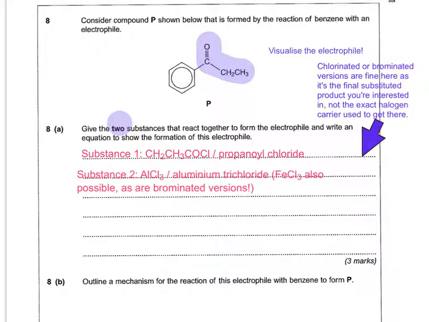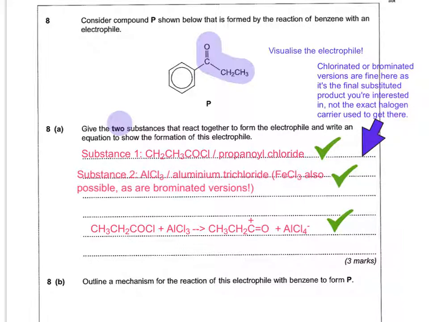So, it's worth pointing out that chlorinated or brominated versions are fine here because it's the final substituted product you want to pay attention to, not necessarily the exact halogen carrier used to get there. What I would say though is obviously if you use a chlorinated species you need to have AlCl3. If you use a brominated species you need to have AlBr3. A little bit of common sense perhaps needs to be applied. So that's the equation that we're looking for. Don't forget the positive charge on your electrophile in the right place. So let's now put the ticks by where you'd pick up the marks.